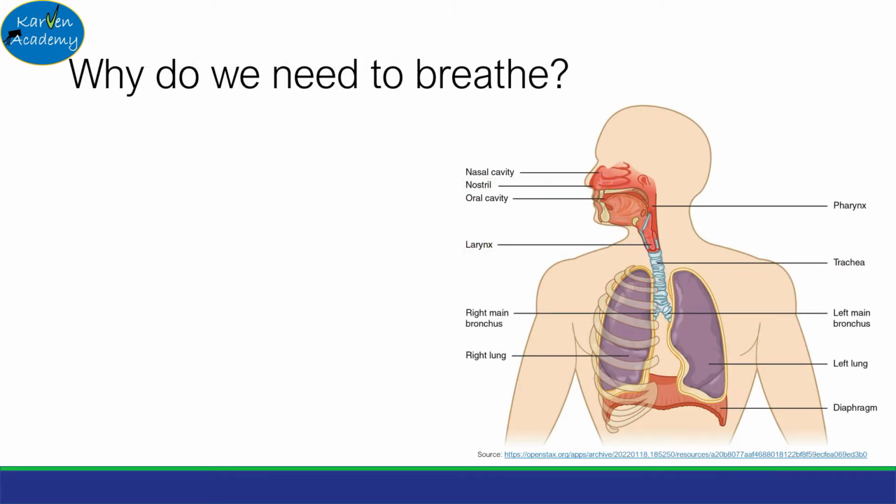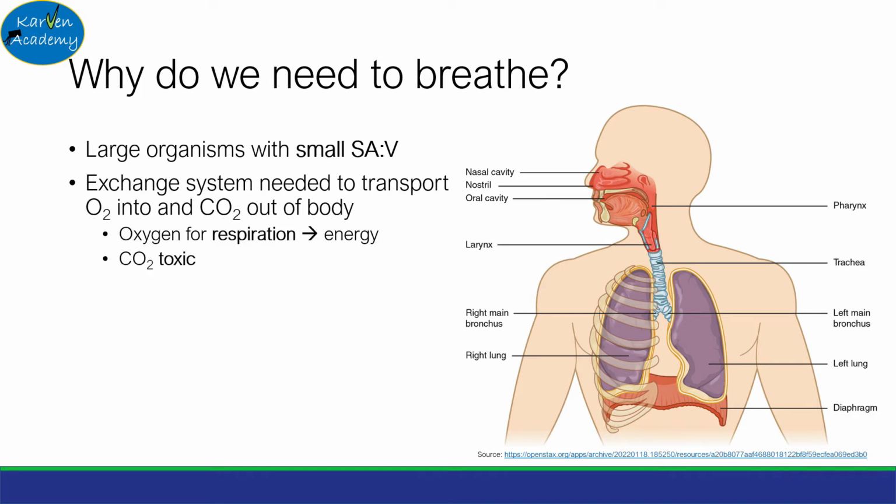This might seem like a daft question, but it's important to understand why we need to breathe in the first place. Large organisms like us have a small surface area to volume ratio. Therefore, exchange systems are needed to transport oxygen into and carbon dioxide out of the cells that are deep within the body. The oxygen is used for respiration to provide energy needed for survival, and carbon dioxide is a toxic product made in the process. No big surprises here.